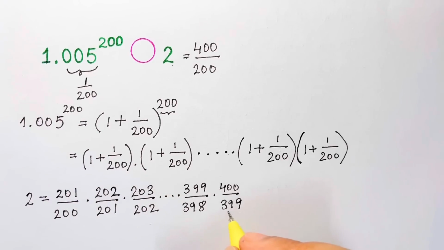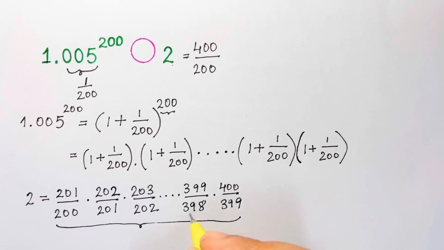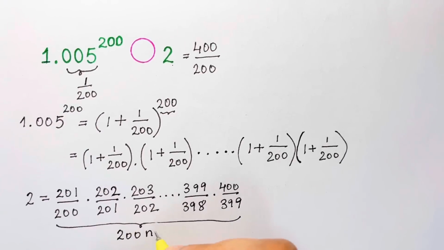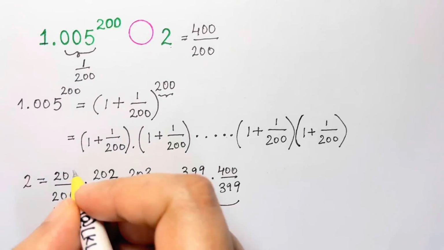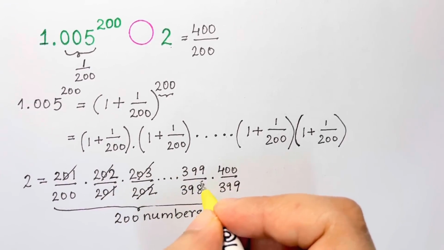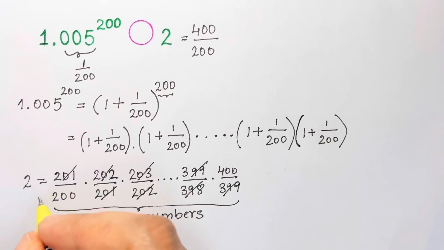The question here is how many numbers are there in the product? 199? No, it is 200. Why? 399 minus 200 is 199, right? Why not 199 but 200? It's because the denominator of the first number is 200. The denominator of the last is 399. You have plus 1 because 200 is also a number that we should consider. And this term is equal to 2. Cancel, cancel, cancel, cancel, cancel, cancel. So what's left? 400 over 200, and the division of this is 2.